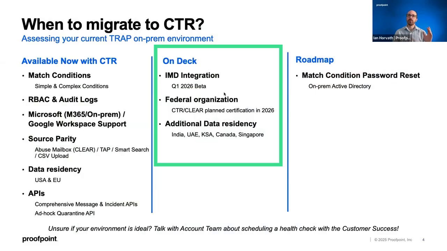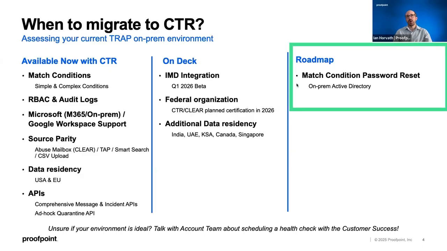CTR and Clear are going through FedRAMP certification over the next 12-ish months. So we'll have that on the roadmap. That's coming pretty quickly. Lastly, if you are doing password resets via match conditions, so this is where you have your on-prem Active Directory connected into TRAP and you're doing a password reset because of a condition that hits that match condition, that is on the roadmap right now.